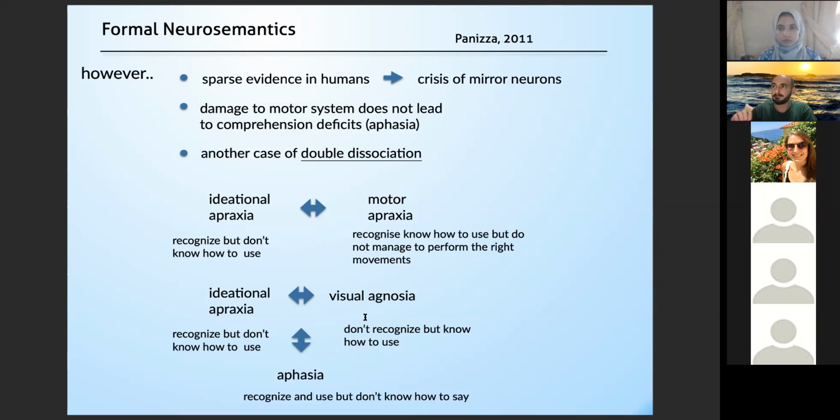So that program for how to make a coffee still works in that case. So you might have a preservation of the motor programs and the sequence on how to perform these programs in order to get the goal that you want to get to, right? So in order to make a coffee, but you don't have a more abstract representation of this, which will be used for verbalization or for recognizing that, okay? And then you can have the opposite pattern.